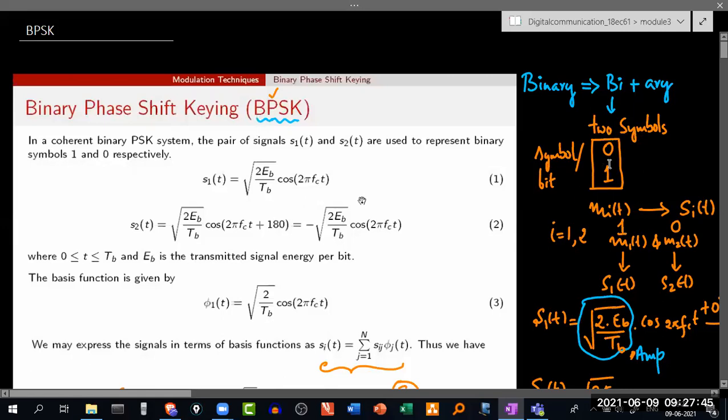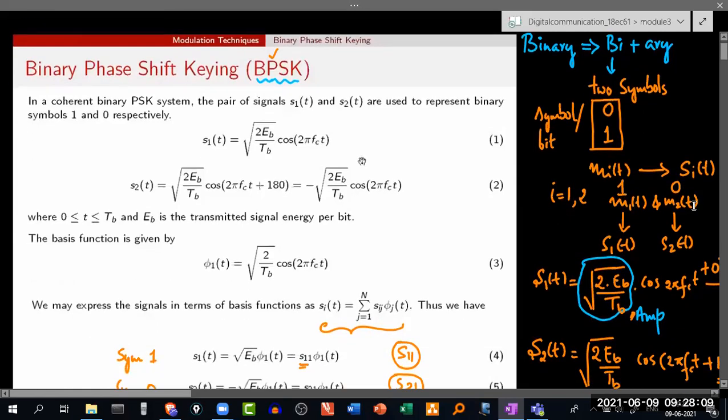Thereby mi of t can take on only values from 1 to 2. In fact, we'll have two message signals, m1 of t and m2 of t. Let m1 of t represent symbol 1 and m2 of t represent symbol 0. And we have to convert these messages into signals, and let those be s1 of t and s2 of t.